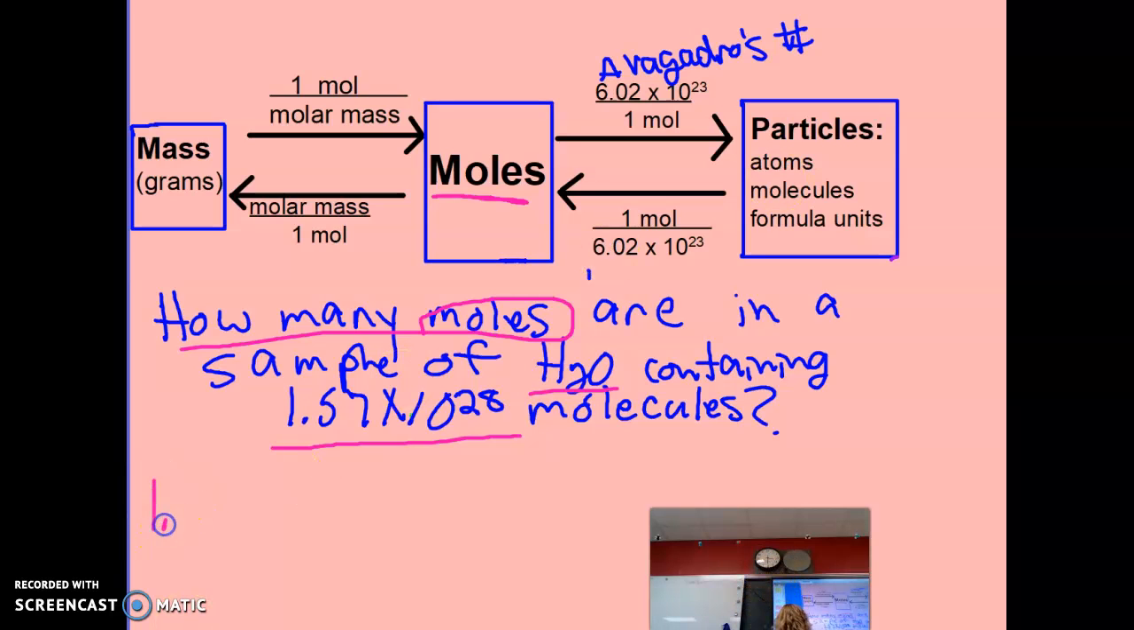1.57 times 10 to the 28th molecules, and my first step is to get rid of molecules. So I'm following the path of going from moles to particles. Particles to moles, ooh, other way around. So I'm starting with particles, specifically molecules, and using this conversion factor: 1 mole over 6.02 times 10 to the 23rd, and the particles specifically are molecules this time.